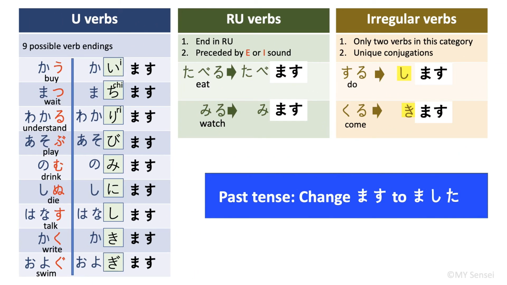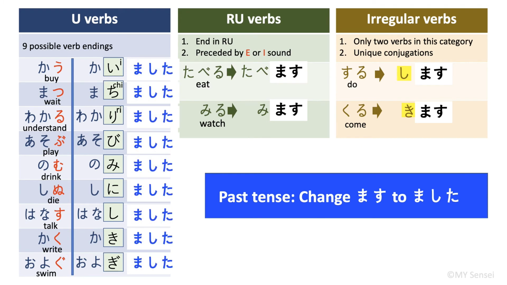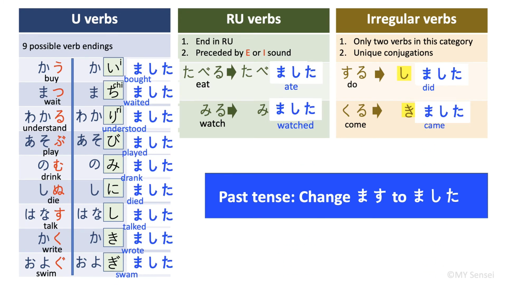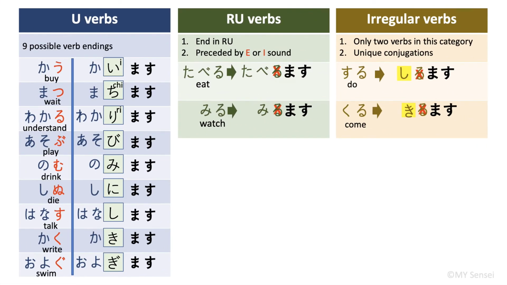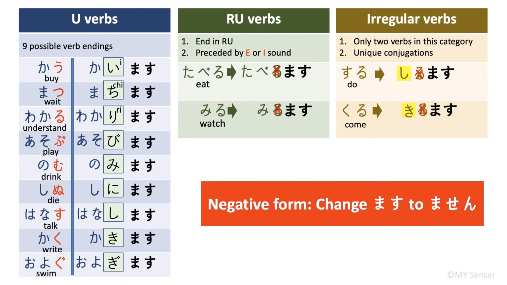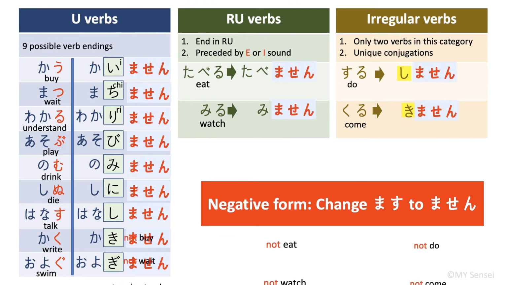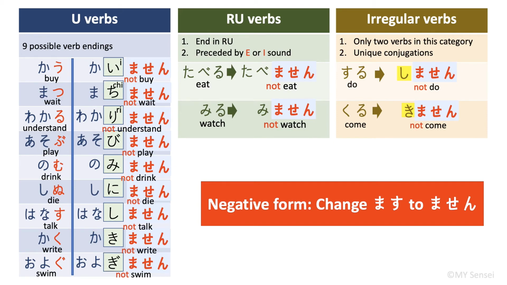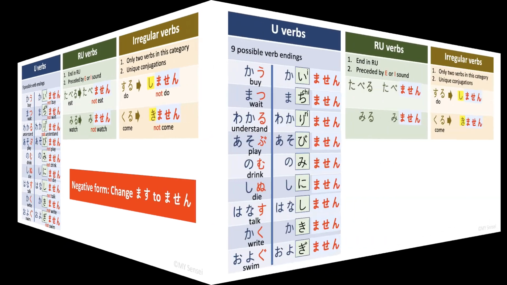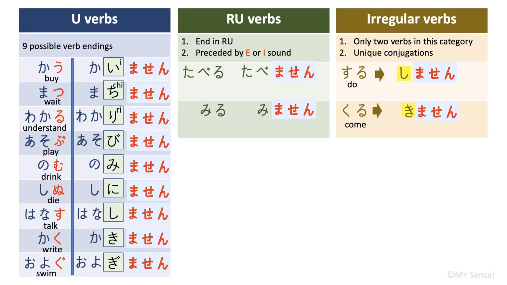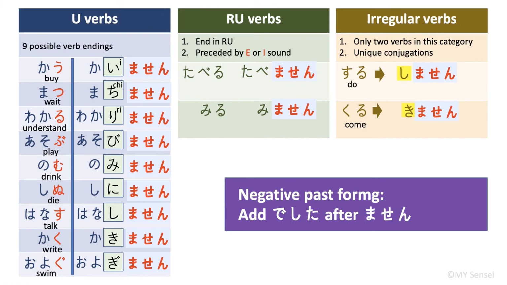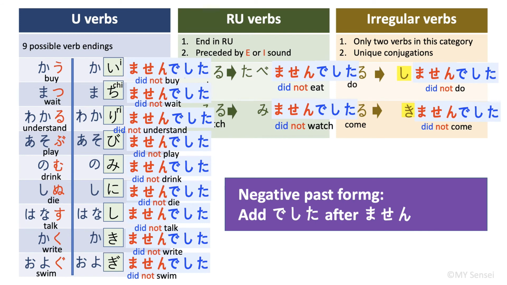Now that you know the masu conjugation, all you have to do is change masu to mashita, and you will get the verb's past tense. To change masu forms to their negative forms is easy. Just change masu to masen, which means I don't do something or I will not do something. When we add deshita to masen, we change a verb from its present negative form to its past negative form, which means I did not do something.